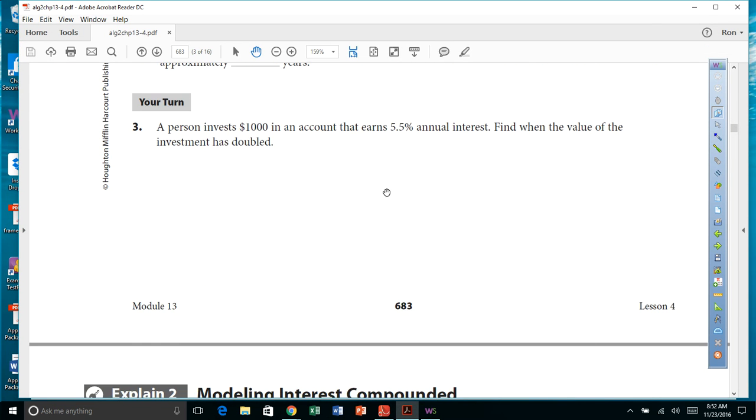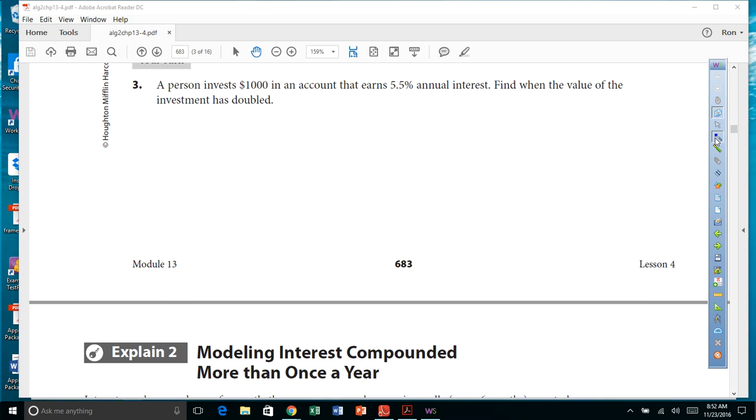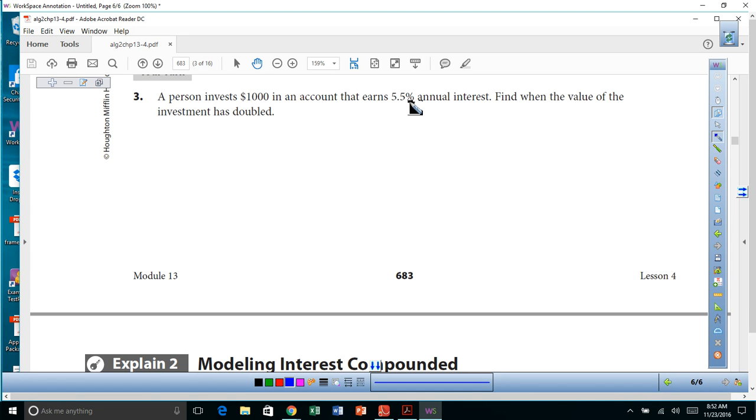Okay, your turn. A person invests $1,000 in an account that earns 5.5% in annual interest. Find when the value of the investment has doubled. So we want to know when it's doubled. So they're going to want to know when it equals $2,000. All right. So my principal is $1,000. All right. And my interest rate R is 0.055. So let's put that in, and we got V sub t equals 1,000.